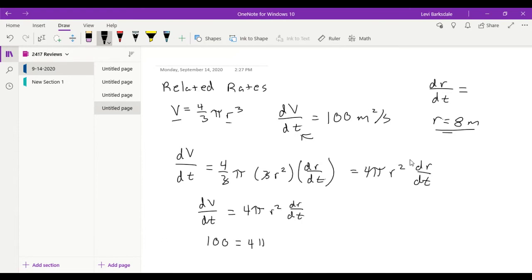So 100 equals 4 pi times 8 squared times dr over dt. And that leaves dr over dt equal to 25 divided by 64 pi meters per second. Does that make sense?